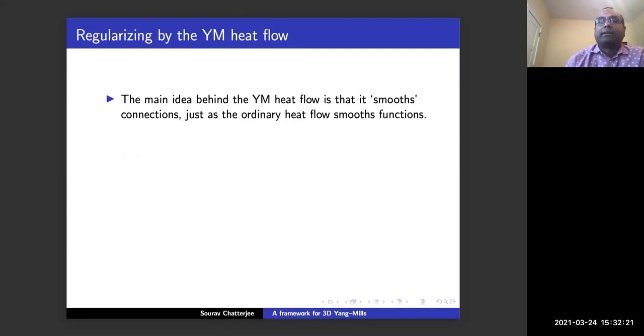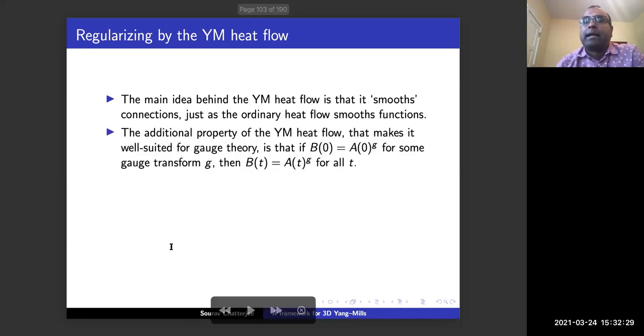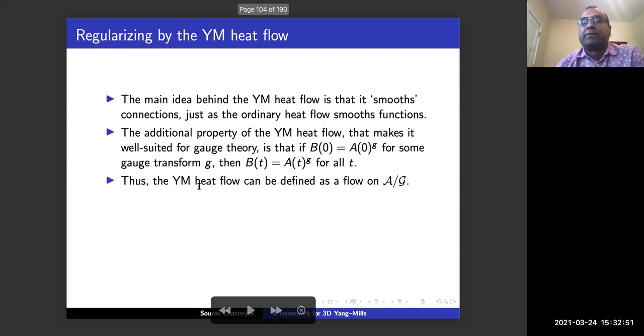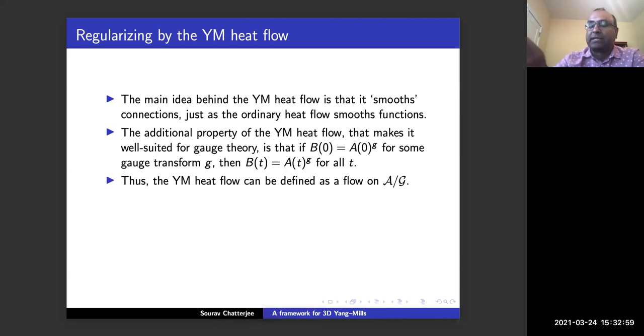Now, why do we work with the Yang-Mills heat flow? The main idea behind the Yang-Mills heat flow is that it smooths the connections just as ordinary heat flow smooths functions. And the additional property that makes it very well suited for gauge theory is that if you start with the initial condition that B0 is some gauge transform of A0, and you make both of them flow according to the Yang-Mills heat flow, then this property is preserved for all time. So B_t is A_t with gauge transform g for all t. Therefore, the Yang-Mills heat flow can be lifted to a flow on the quotient space. So you can have elements of the quotient space flowing according to the Yang-Mills heat flow.